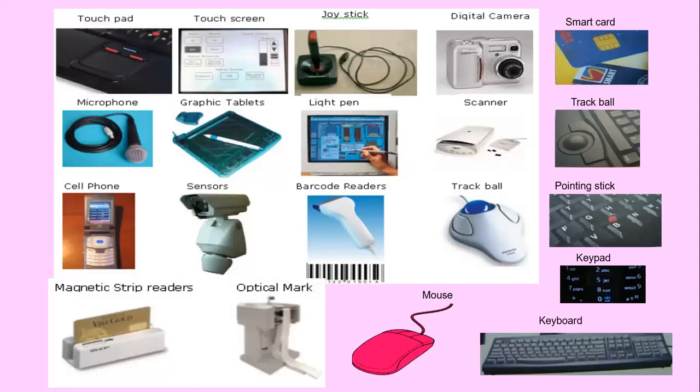This is just a list of some of the diagrams that indicate some of the devices that we can use without categorizing them in any way. Examples are touchpad, touch screen, joystick, digital camera, smart card, scanner, trackball, cell phone, sensors, barcode readers, pointing stick, readers, mouse, keyboard, amongst the others.